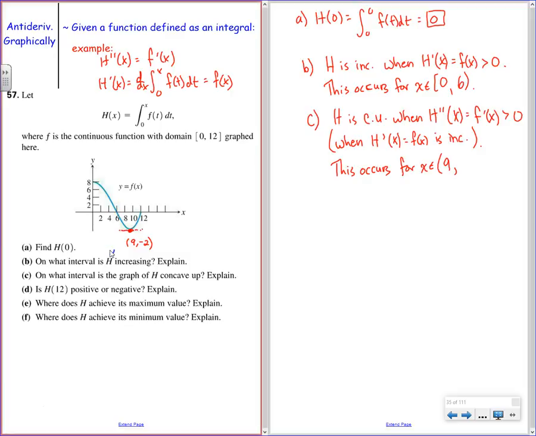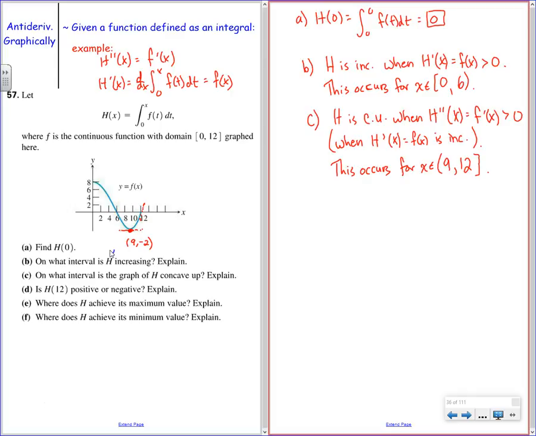f prime is 0, meaning h double prime is 0, so it's not concave up or concave down there. It's neither. But what's the slope at 12? Since f prime is positive, since f is increasing at 12, we would go ahead and close 12, because we're talking about the slopes of f.